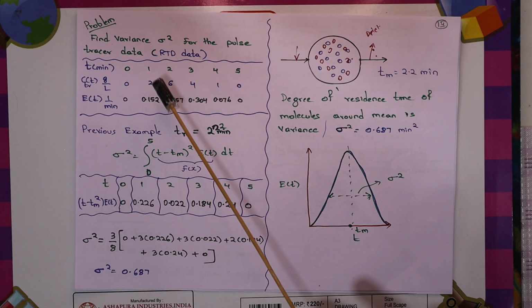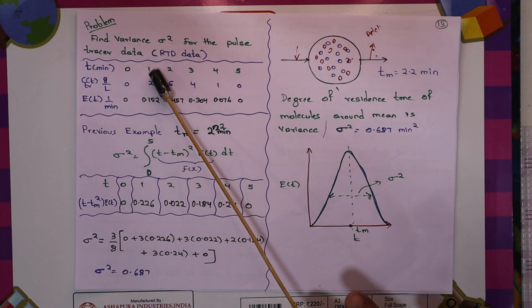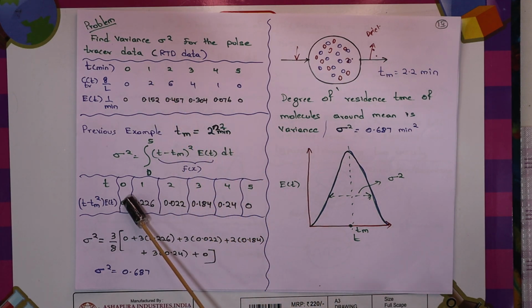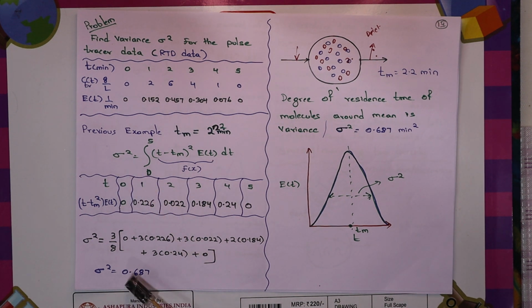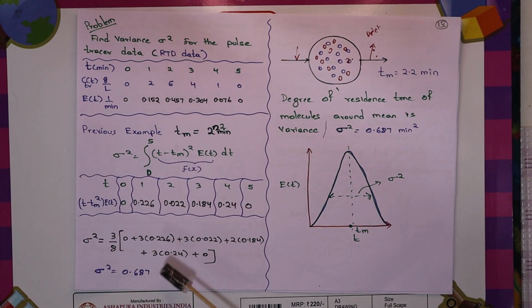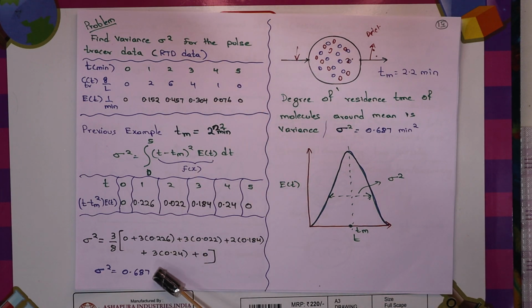So let us find out at different times the value of f of x. Simply by plugging in the value of E of t multiplied by (t minus tm) whole square, you get the f of x information at different times. Then you apply the integration formula. How many points are there? 1, 2, 3, 4, 5, 6 points. You can use the 6-point formula to find the variance. The variance I have got is 0.687. So the variance in this tracer curve experiment data comes out to be 0.687.